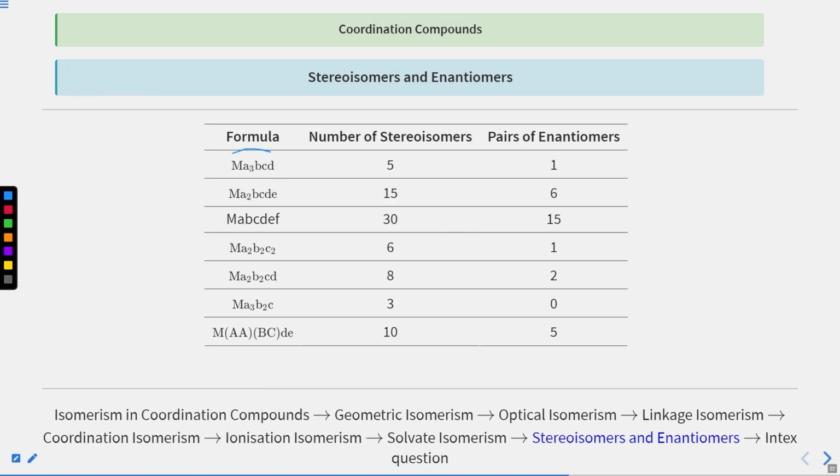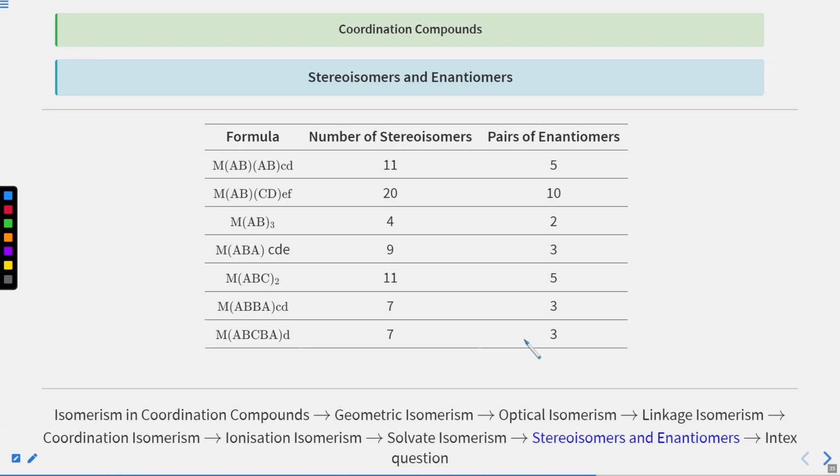Suppose we have MA3BCD, right? Then we can have 5 stereoisomers, and one enantiomeric pair. Similarly, for MA2BCD, 15 and 6. Okay, just try to draw each of these. You will get more and more informative once you draw it. I have more examples. Okay, M(AB)2.